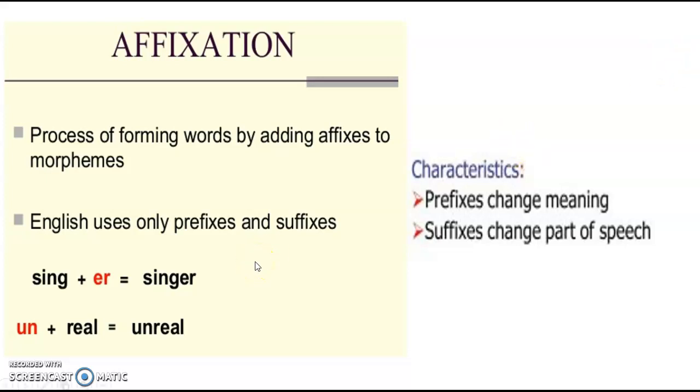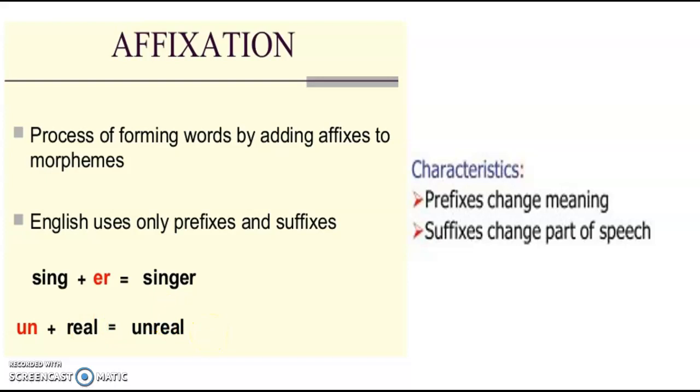English uses only prefixes and suffixes. Okay, there you have an example here. We have the word sing plus er. What is sing? Sing is the morpheme that is representing the root word, the base form of the entire word. And then we add a suffix. In this case, we are adding er. And we change the word to singer. Sing plus er, singer. Un plus real, we have unreal.